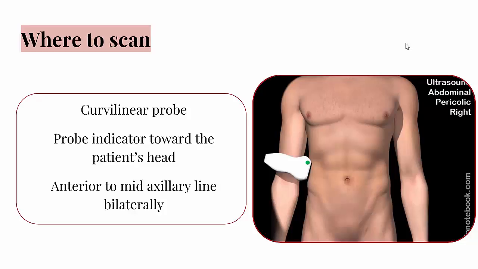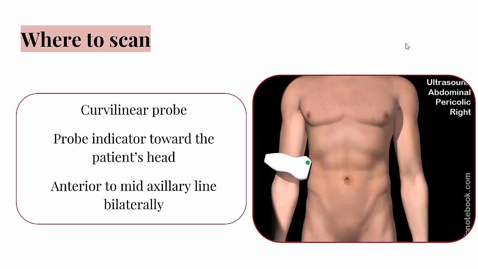When assessing the longitudinal view, the probe indicator should be oriented towards the patient's head. Once the kidney is in view, fan through the kidney looking for hydroureter. Then turn the probe 90 degrees so the probe indicator is to the patient's right and fan through the other view. Next, move to the left kidney.